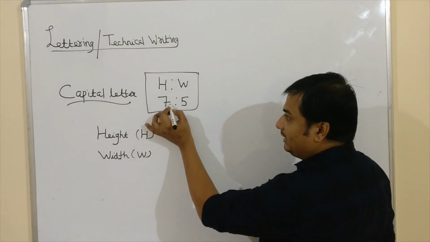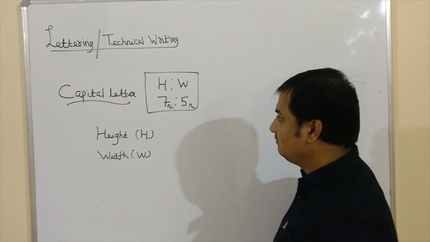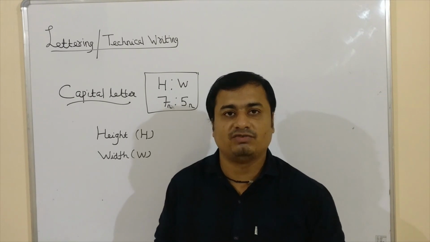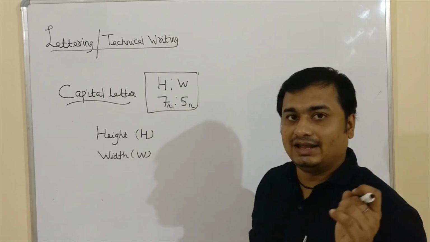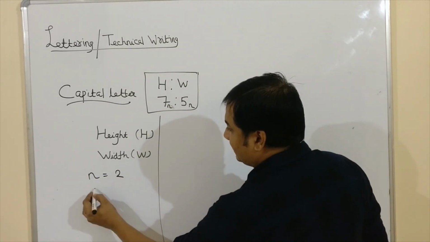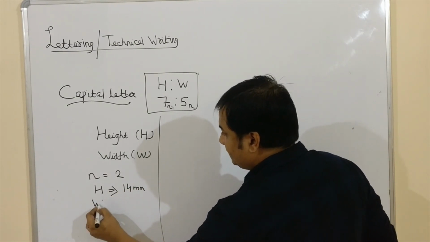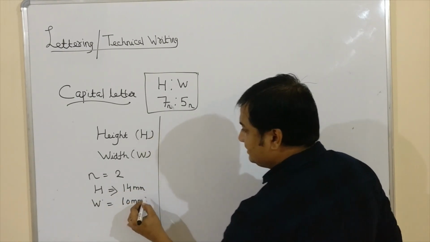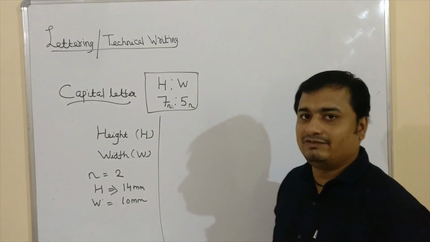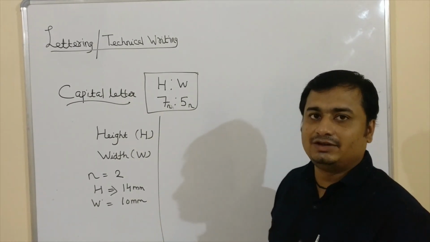That means you can multiply both sides by a factor n, and you can take any value of n to maintain the ratio 7:5. For example, if I take the value of n as 2, in that case my height will be 14 mm and the width will become 10 mm. So as you can see, for n equal to 2, height is 14 and width is 10, but the ratio is still 7:5. You can take any value of n so that the ratio is maintained at 7:5.